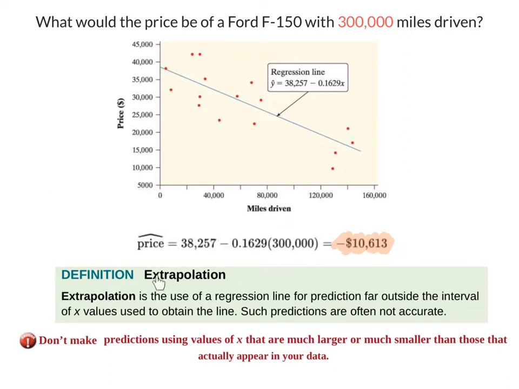We would call that extrapolation. Extrapolation is the use of a regression line for prediction far outside the interval of x values, like 300k miles. That is over double what we put in to obtain the line. Such predictions are often not accurate. So just beware, don't make predictions using values of x that are much larger or much smaller than those that actually appear in your data.